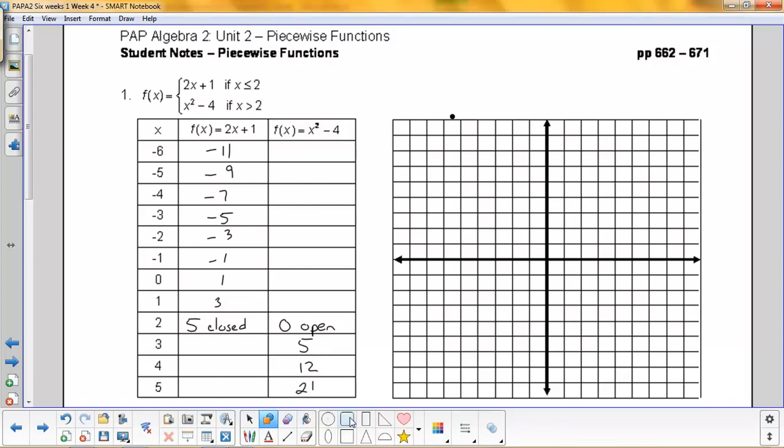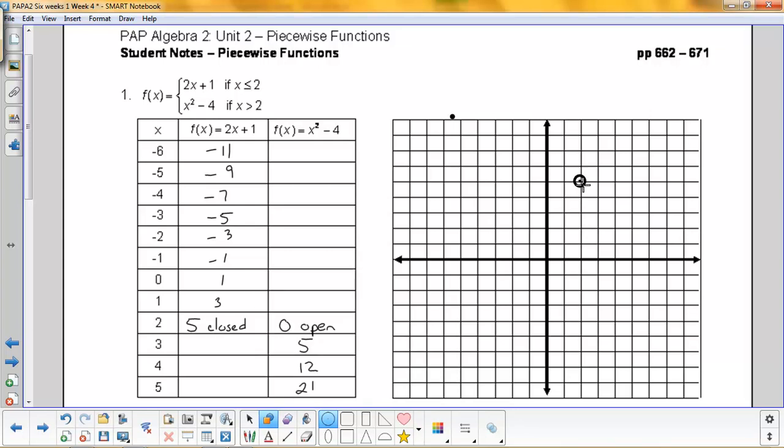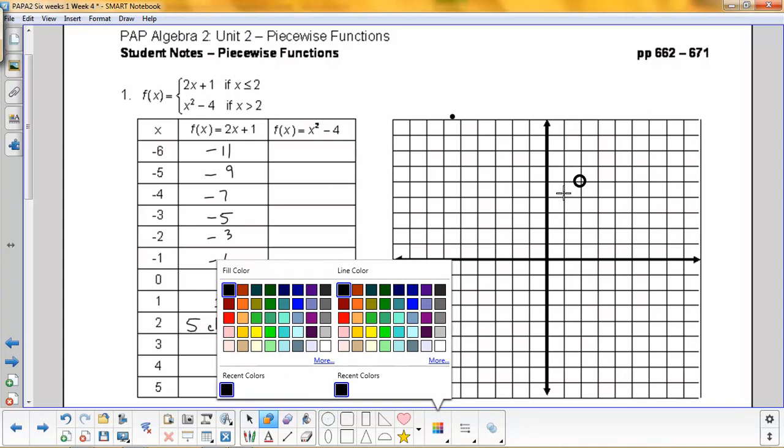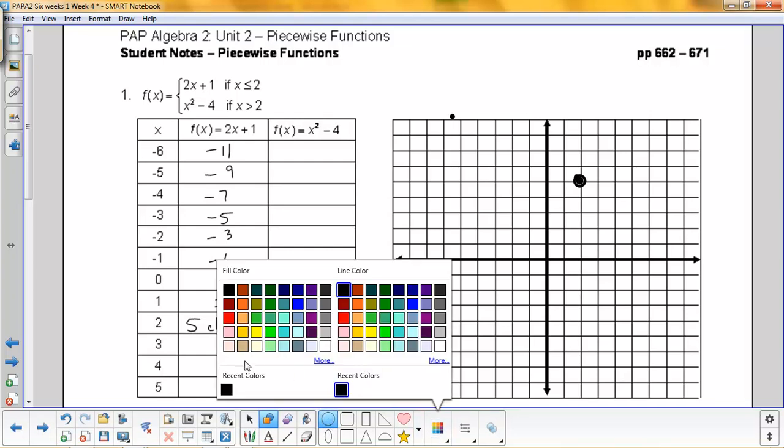Alright. Next, we'll fill in the place where the lines overlap one another. In this case, it's along the vertical line x equals 2. Here at this point, we'll put our first closed circle. Okay, here at this point, we will use an open circle.